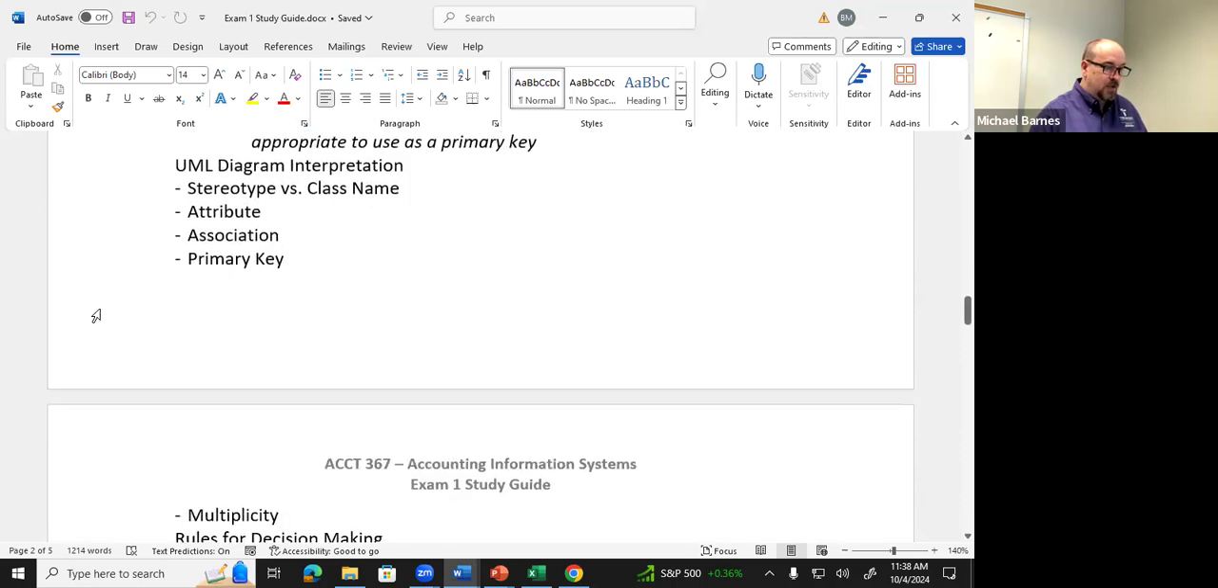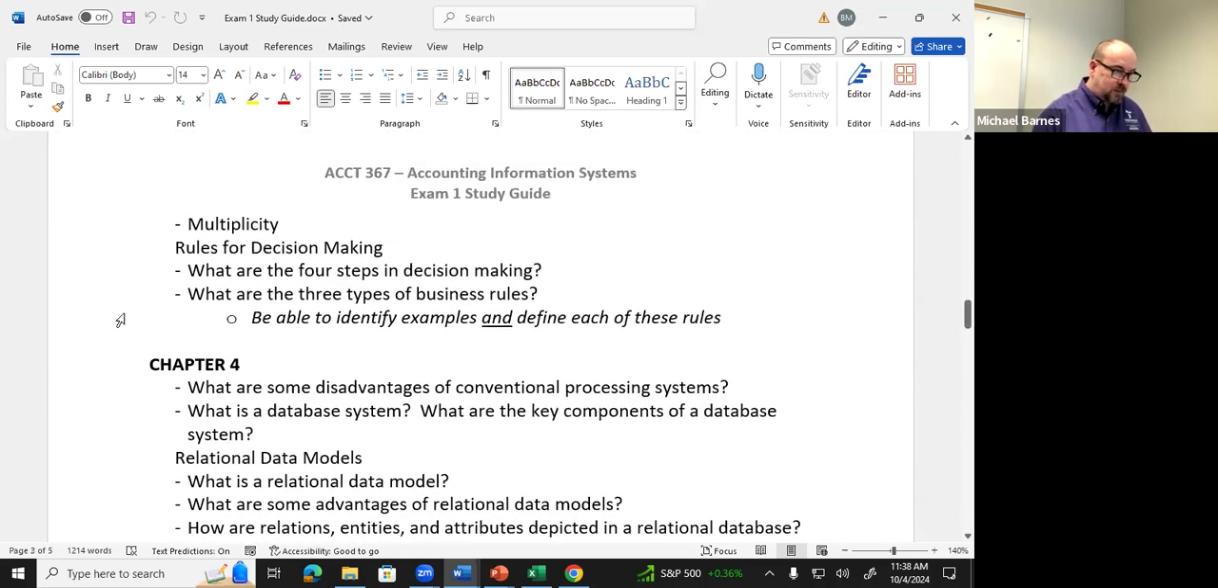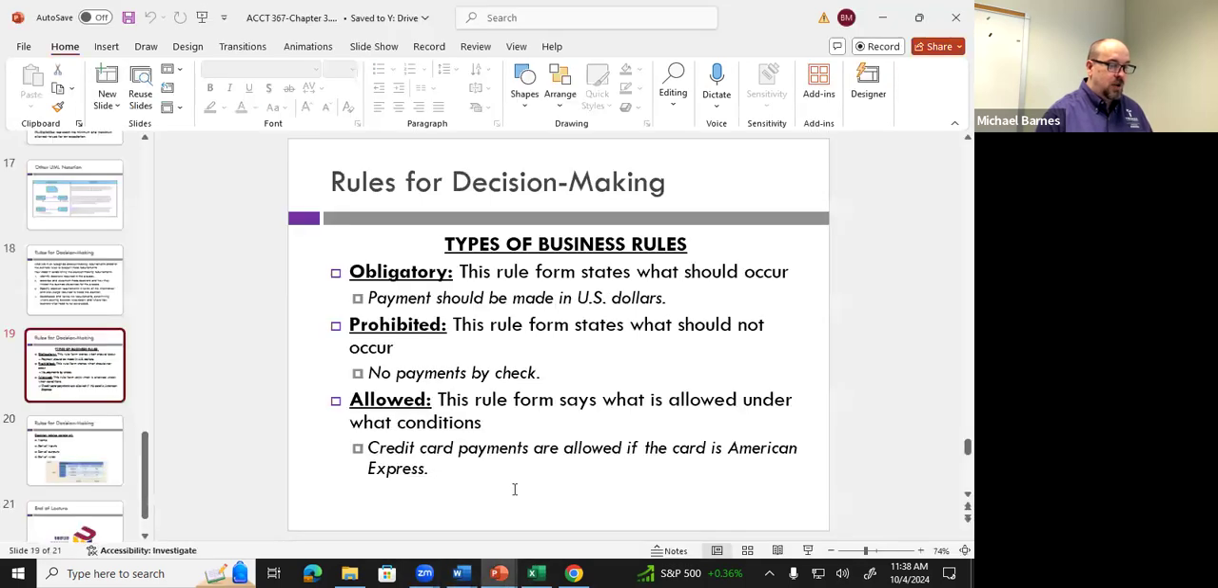As far as the rest of chapter 3, rules of decision-making, there were basically 3 types of business rules, and we talked about those to some degree. I would make sure that you're familiar with those types of business rules. Also remember, the business rules are what create internal controls. They are not internal controls on their own. So this is basically what specifies a need for internal controls.